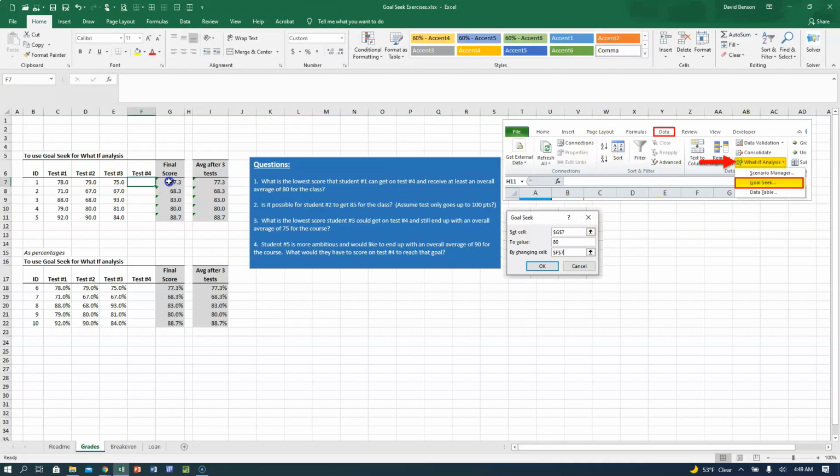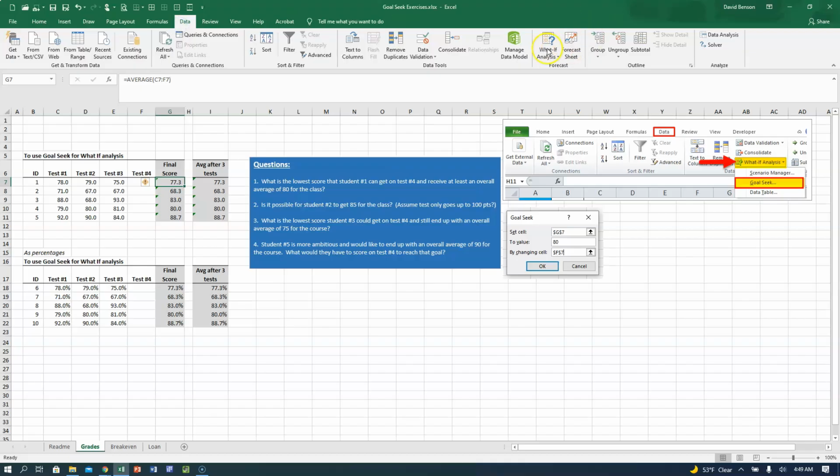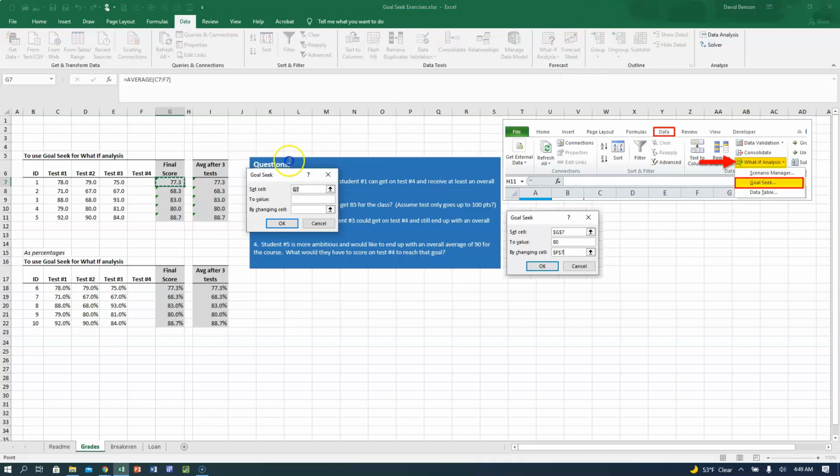I'm going to select this final score because that's the goal, the cell that has our final goal in it. Just like I have listed here, I'm going to go up to Data, What If Analysis, and Goal Seek. My target cell, or the goal cell, is G7. I want to set it to an 80 by changing F7. If you're not able to see this, I've clipped it over here as a screenshot, and I'm going to hit OK.